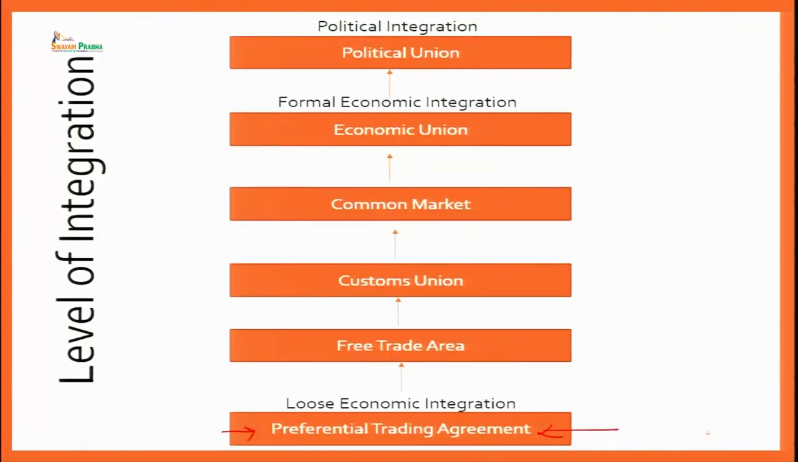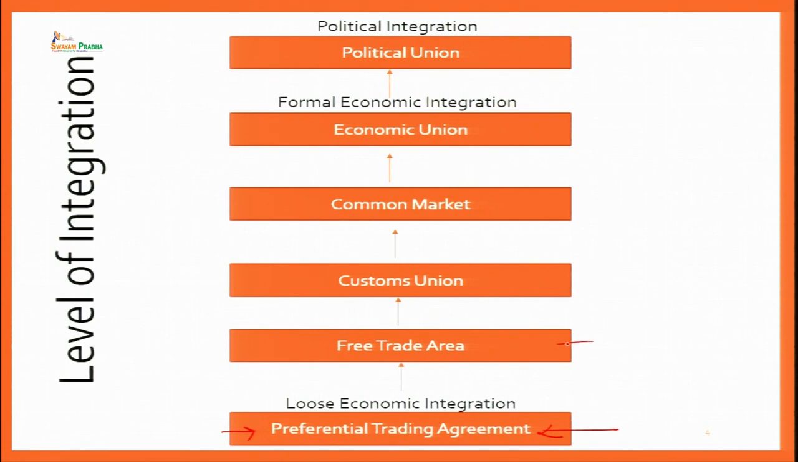So the first idea is that a preferential trading agreement has to be formed between nations, which is going to be the facilitating point of agreement to do trading with each other with minimum cost involved. In the same direction, as we move ahead from the preferential trading agreement toward closer economic integration, we move towards the free trade areas.